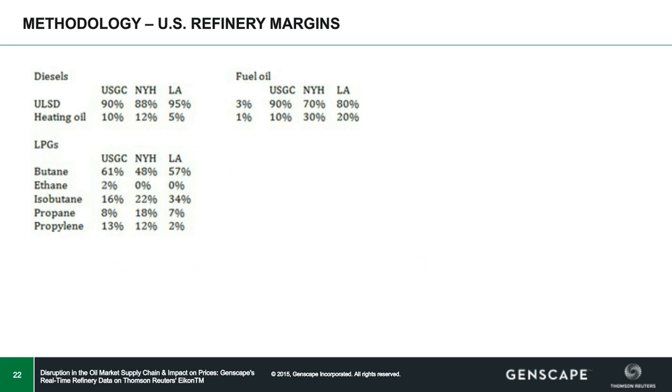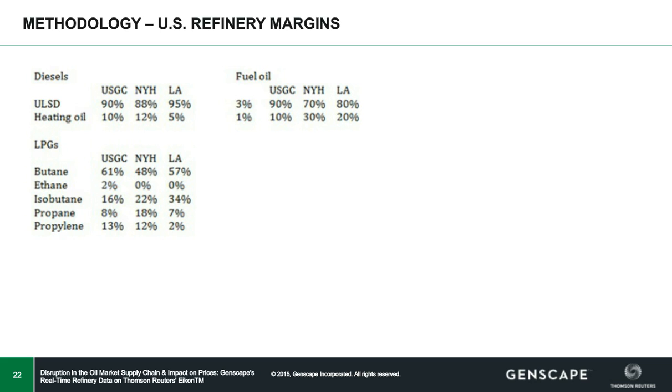This portion is to describe how the splits are done. As we know, the EIA puts out data on diesel splits, fuel oil splits, and LPG splits. I did an analysis of the data for the last 12 months. Okay, so the Gulf Coast, there's a 90-10 split. New York Harbor, it used to be 90-10. It's become more and more an 88-12 split.